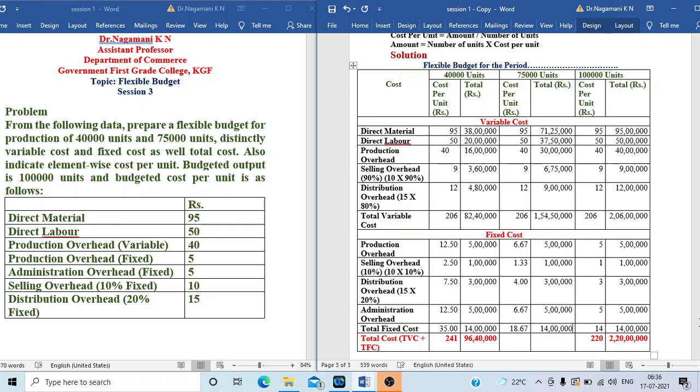Next, we should put the total cost per unit for 75,000 is total variable cost per unit is 206 plus 18.67 is 224.67, and total cost for 75,000 units is total variable cost is 1 crore 54 lakhs 50,000 plus 14 lakhs is 1 crore 68 lakhs 50,000 will come.